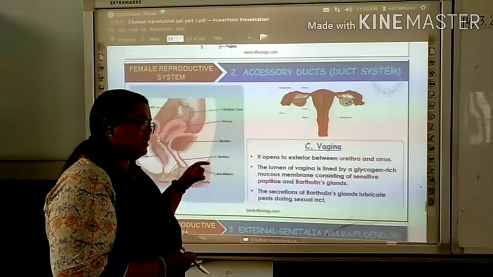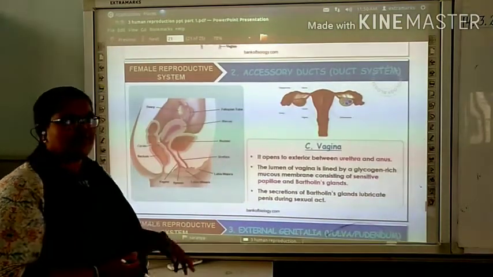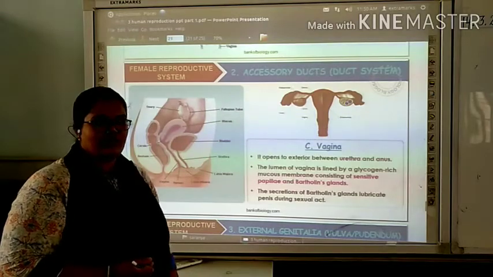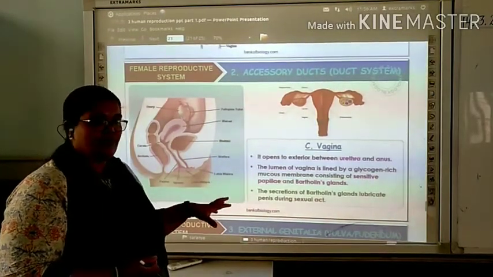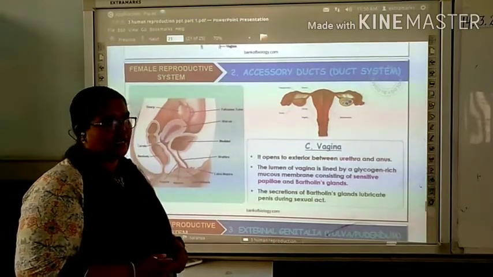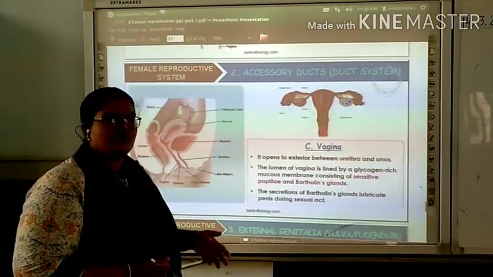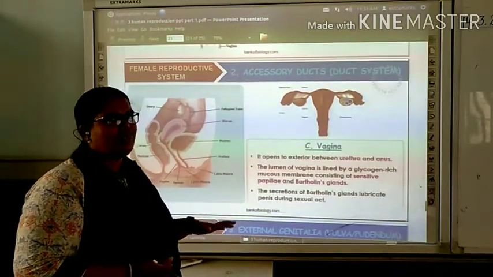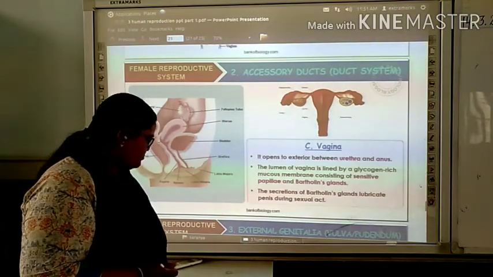The lumen of the vagina is lined by a glycogen-rich mucous membrane, consisting of very sensitive papillae, and also some Bartholin glands. That means that part is highly sensitive. And the Bartholin glands secrete a secretion which helps the lubrication of the penis at the time of sexual intercourse.